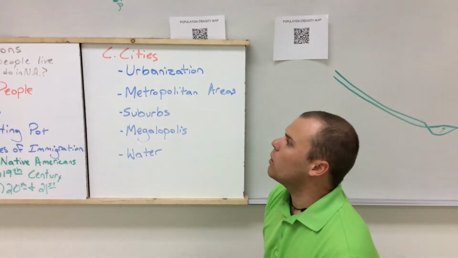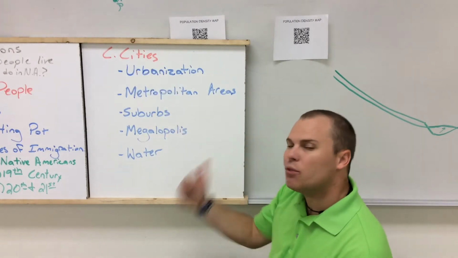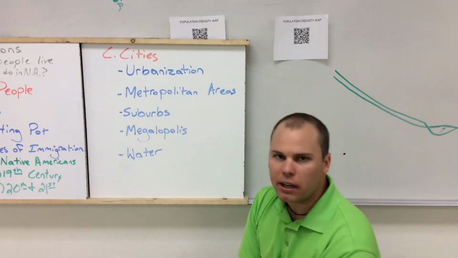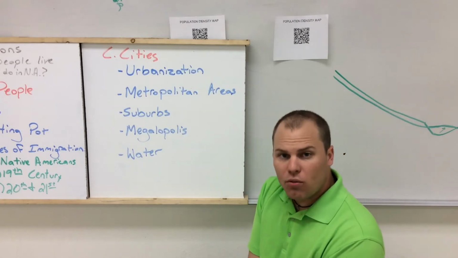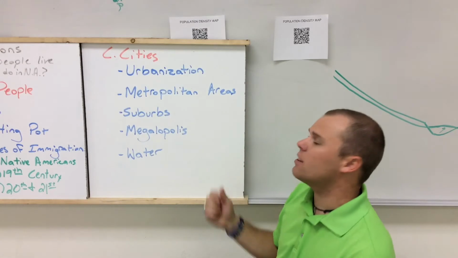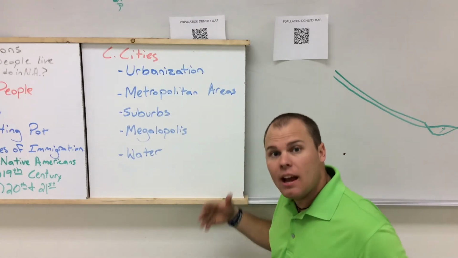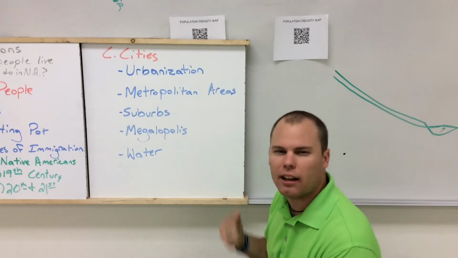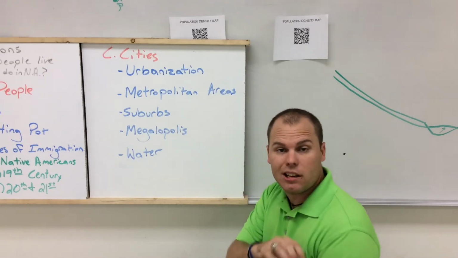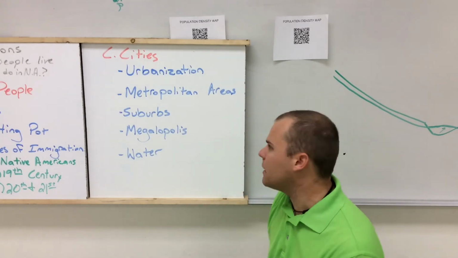The next section that we're going to be looking at in regards to population is cities. Inside of North America, we have urbanization happening, which means more and more people are moving into the cities. And we're getting a lot more metropolitan areas, bigger cities. You're seeing a lot more cities get bigger and become metropolitan areas, like the Fort Worth, Dallas, Arlington Metroplex. It's a metropolitan area with a lot of big cities.